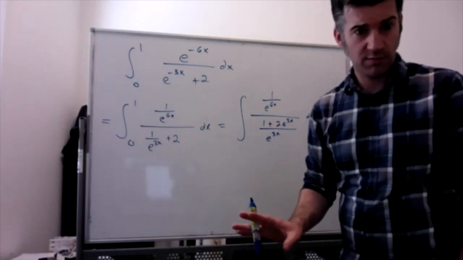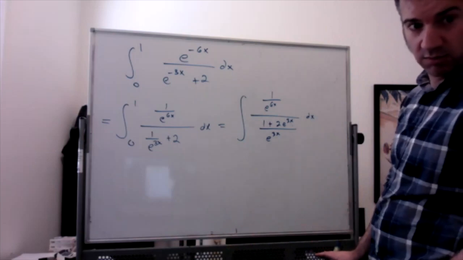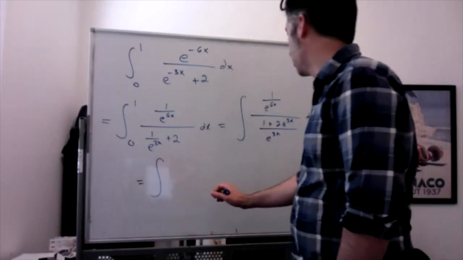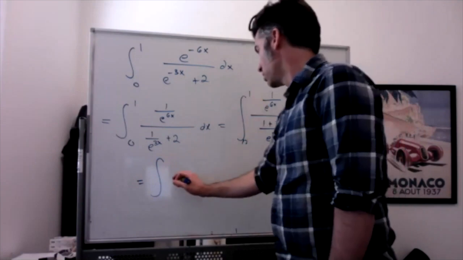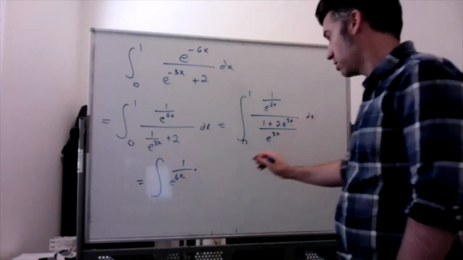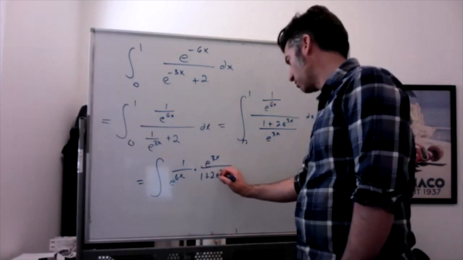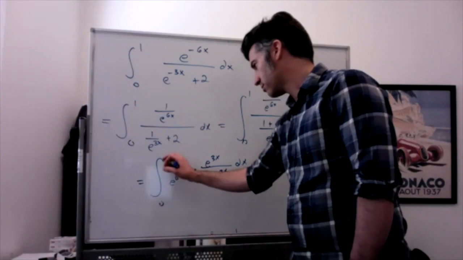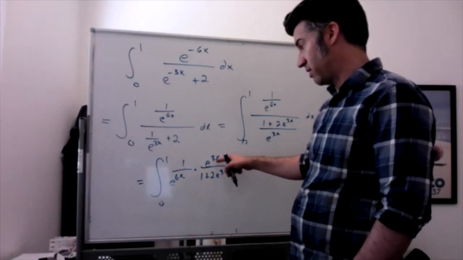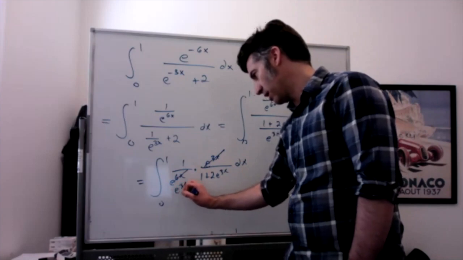You guys good so far? Haven't done anything too crazy? Now I'm going to flip and multiply. This is equal to the integral of 1 over e to the 6x times the reciprocal of this, which is e to the 3x over 1 plus 2 e to the 3x. E to the 3x divided by e to the 6x, that's 3x minus 6x. So that's going to cancel out 3 of those and leave me with an e to the 3x down there.